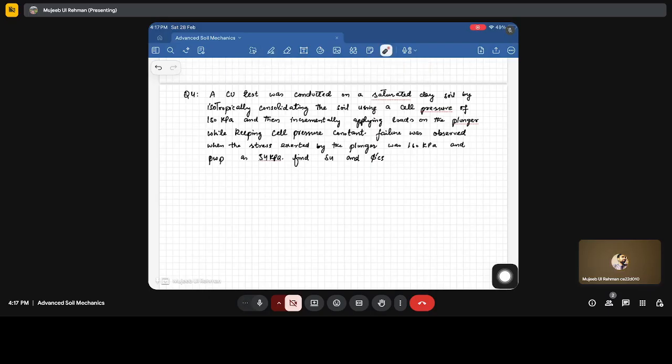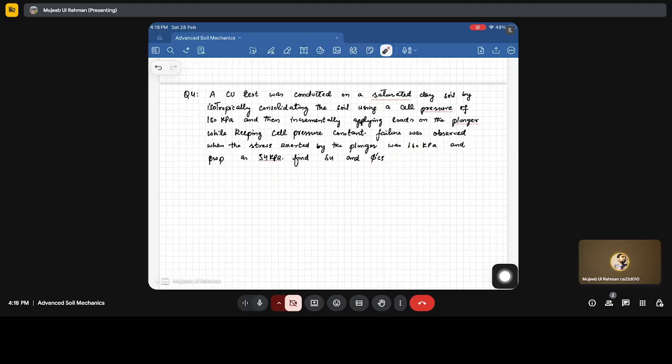So we have a SU test conducted on a saturated clay soil by isotropically consolidating the soil. So it has been isotropically consolidated using a cell pressure of 150 kPa. Then increasing load on the plunger while keeping cell pressure constant. Failure was observed when the stress exerted by the plunger was 160 and pore water pressure is 54. Find SU and find phi CS.